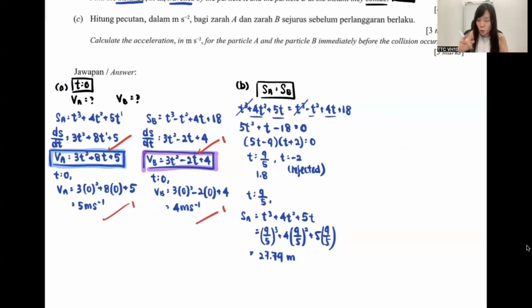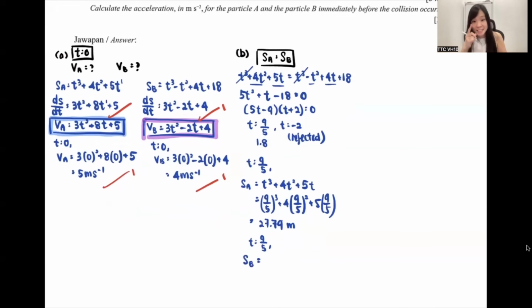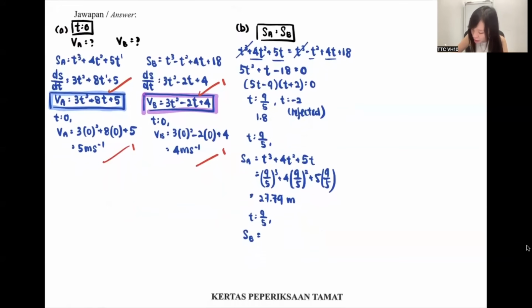But do you know, SB, you cannot straight away sub like that. I'll sub for you later on and explain. So for SB, the equation is t cubed minus t squared plus 4t plus 18. So sub inside 9 over 5 cubed minus 9 over 5 squared plus 4, 9 over 5 plus 18.